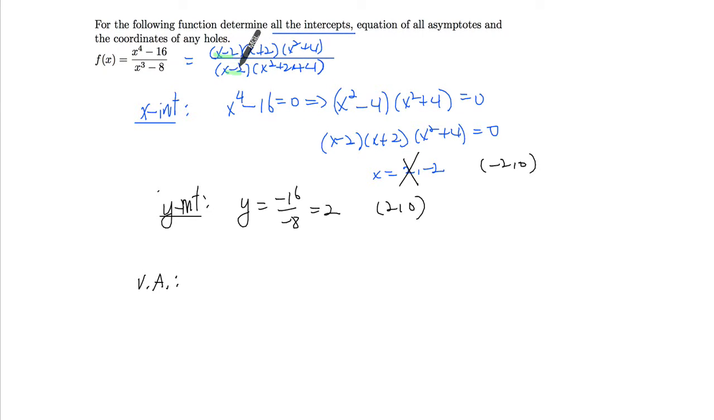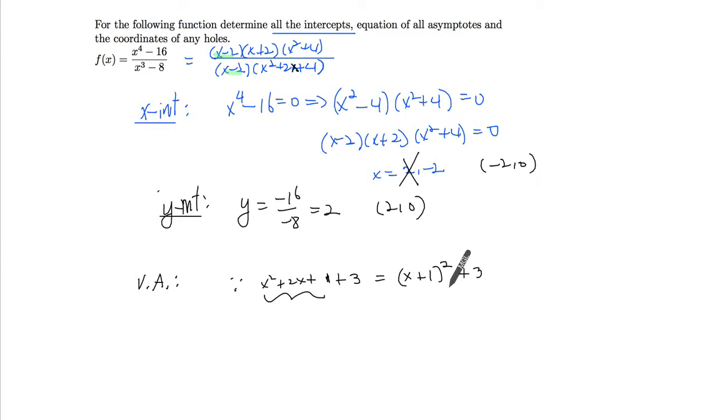Because of the hole we got, if there is a vertical asymptote, it'll come from this, x squared plus 2x plus 4. But x squared plus 2x plus 4, this is actually a perfect square. 2x, where I can split the 4 into 1 plus 3, then if you group these three, you get x plus 1 squared.